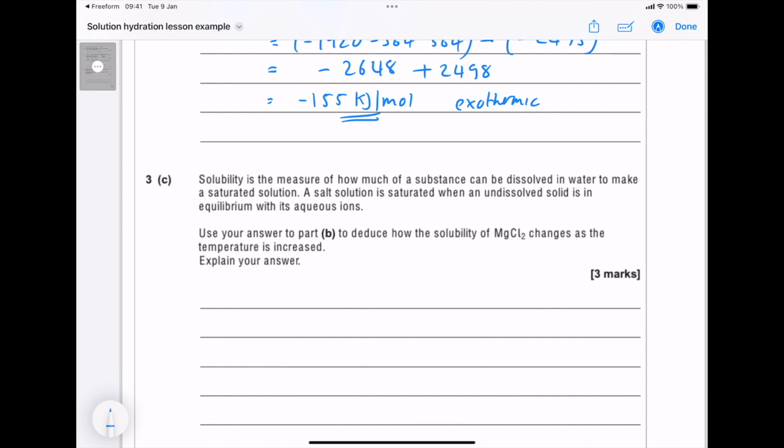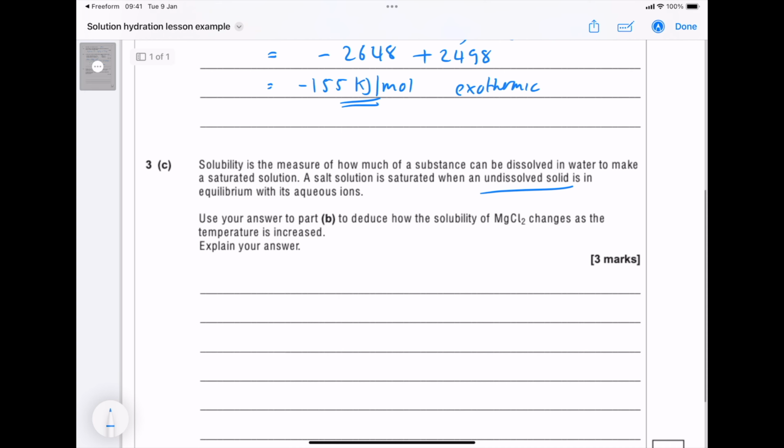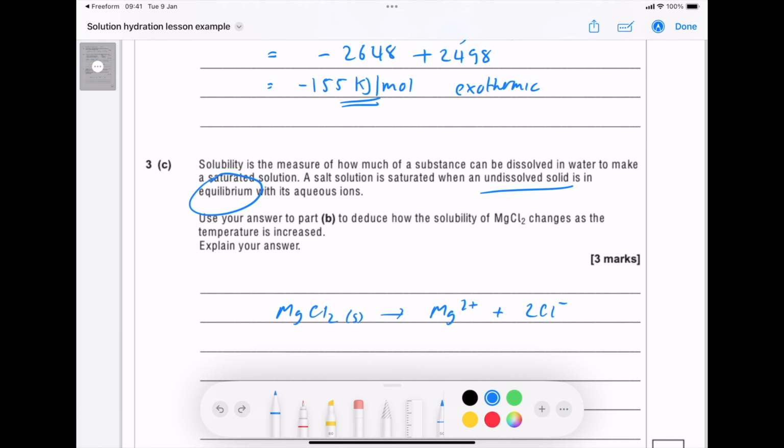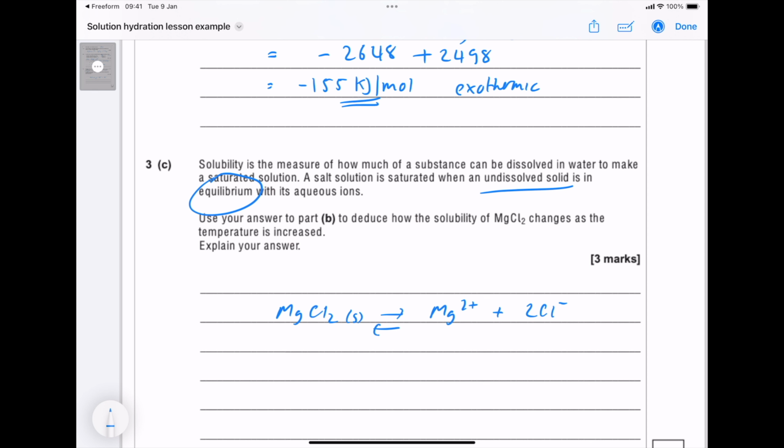Solubility is the measure of how much of a substance can be dissolved in water to make a saturated solution. A salt solution is saturated when an undissolved solid is in equilibrium with its ions. Use your answer to part B to deduce how the solubility of MgCl2 changes as the temperature increases. So let's rewrite the equation. MgCl2(s) goes to Mg2+ plus 2Cl-. We're told now we can treat it as an equilibrium, so it's reversible. And I've just determined that the forwards process is exothermic, so delta H is negative.